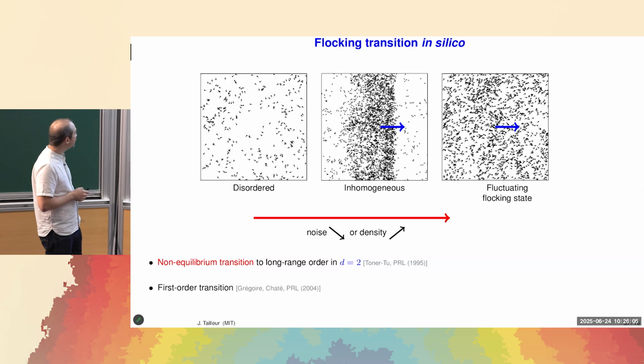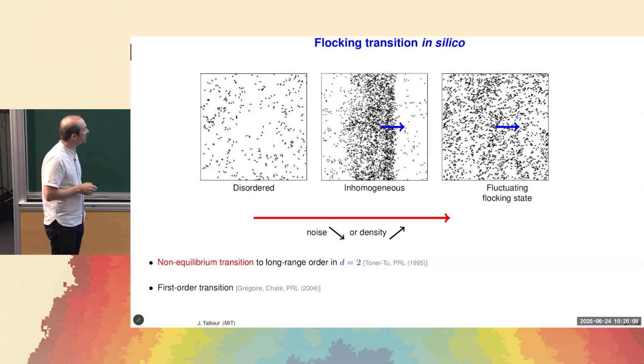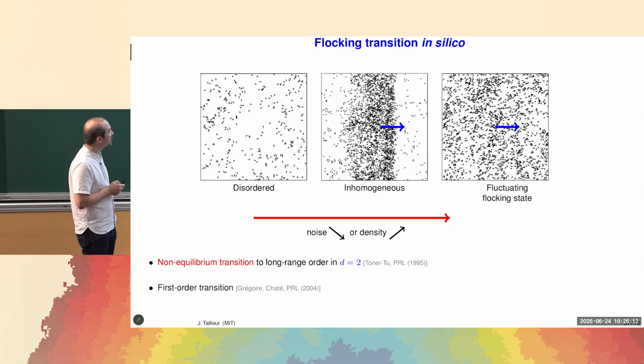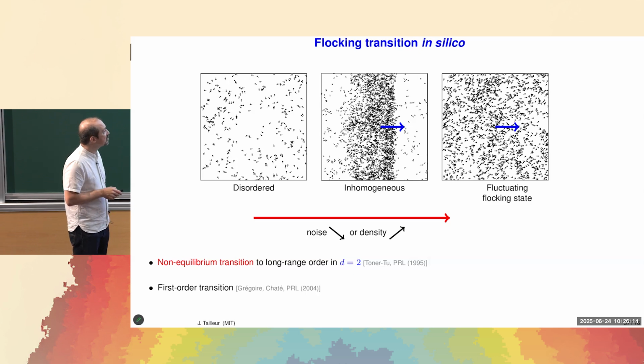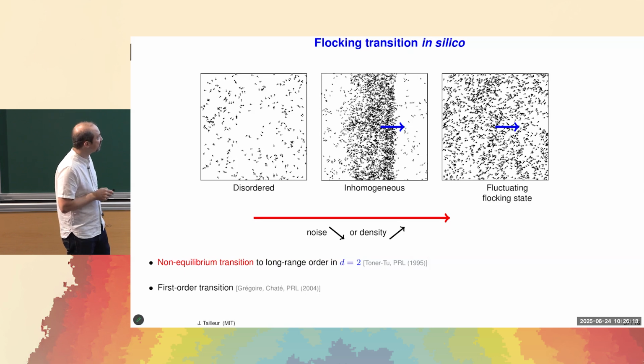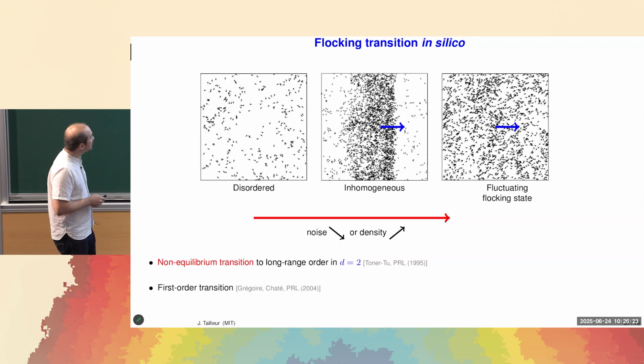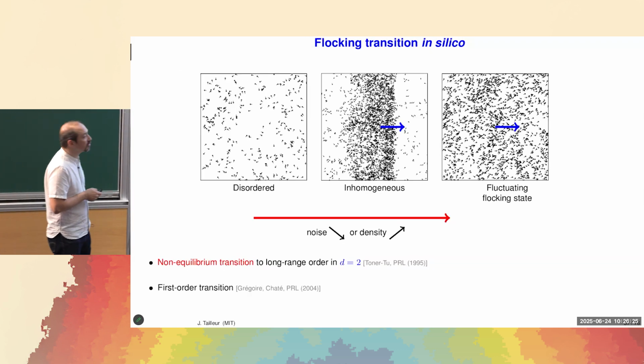And then 10 years later, Hugues Chaté and Guillaume Grégoire showed that actually the transition is not second order, it's first order. And between this disordered phase and this fluctuating floating state, you have an inhomogeneous region with this dense band. So this is what happens in a computer. You could say that's very far from birds.